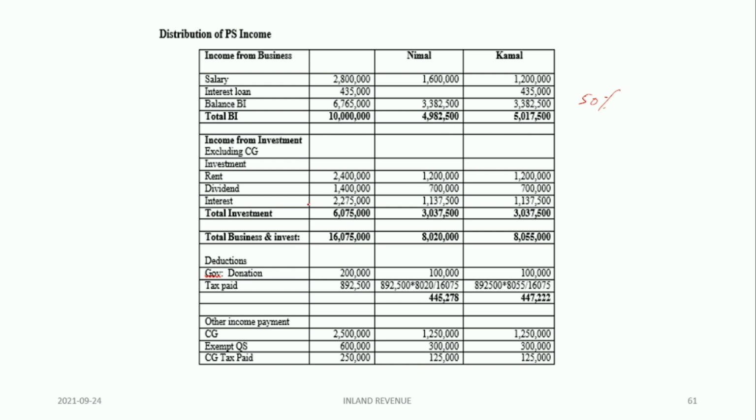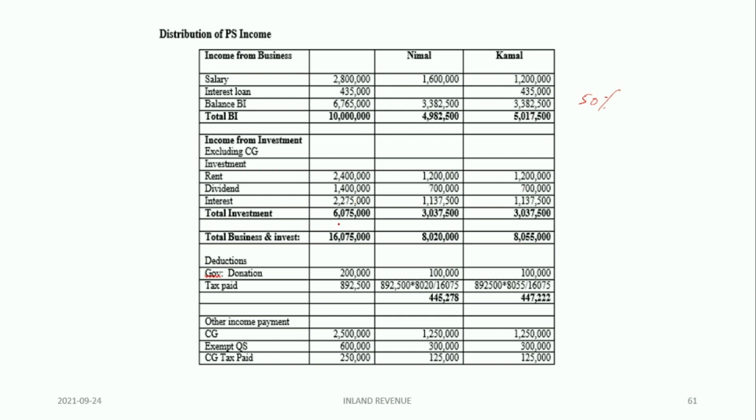Now with total business income, the Nimal portion is 4,982,500 and the Kamal portion is 5,017,500. The investment income, rent, is distributed between them half, dividend the same, interest 1,137,500.